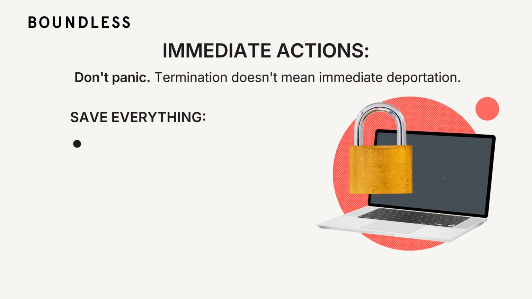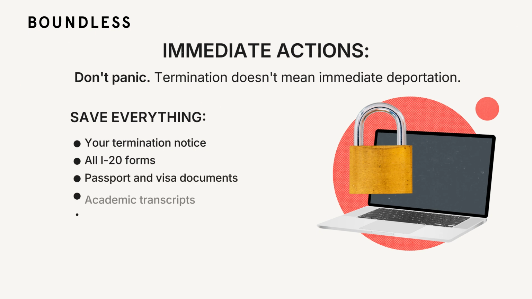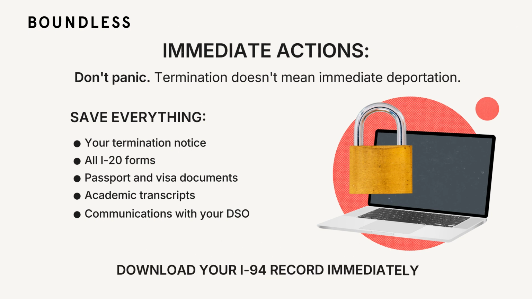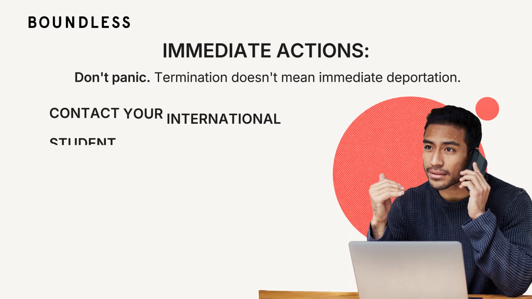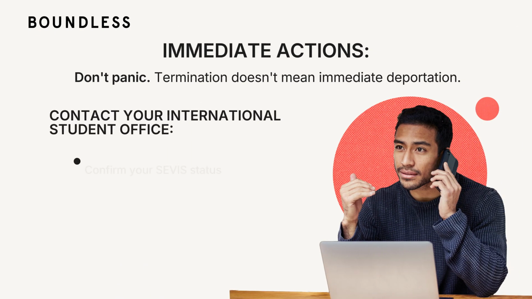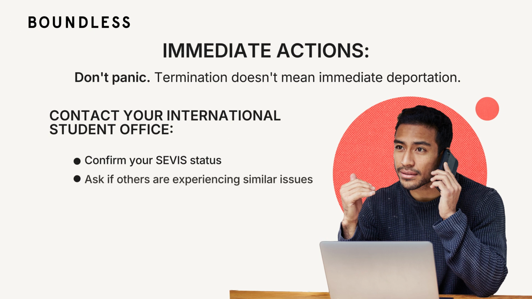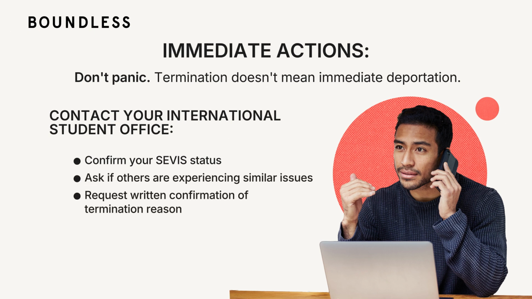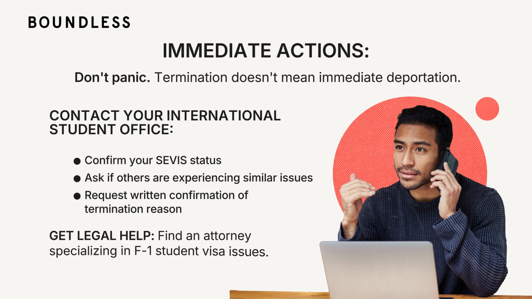Save everything: your termination notice, all I-20 forms, passport and visa documents, academic transcripts, and communications with your DSO. Download your I-94 record immediately. Contact your international student office to confirm your SEVIS status. Ask if others are experiencing similar issues, or request written confirmation of the termination reason. Get legal help. Find an attorney specializing in F-1 student visa issues.